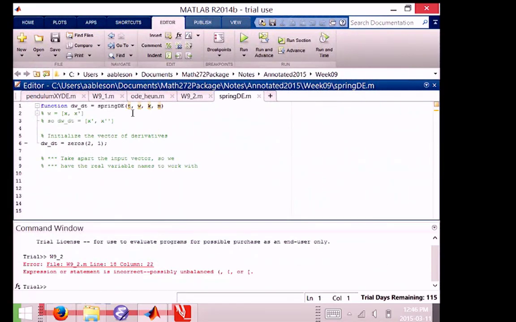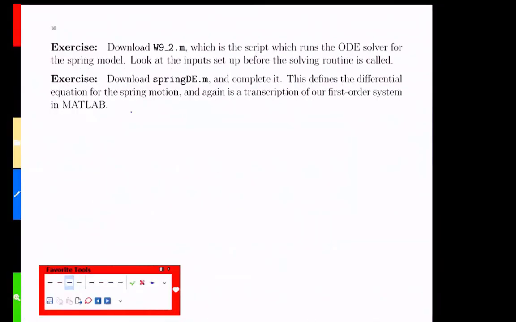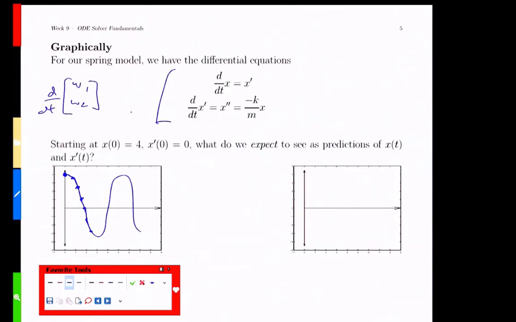Notice this is going to mirror exactly what we write on paper. The rule for how this system works is a differential equation based on a spring. What do I need to know about that to make it work? Well, we go back to our on-paper stuff.